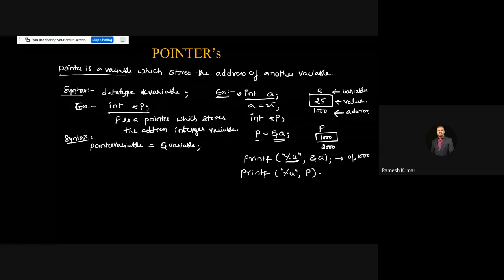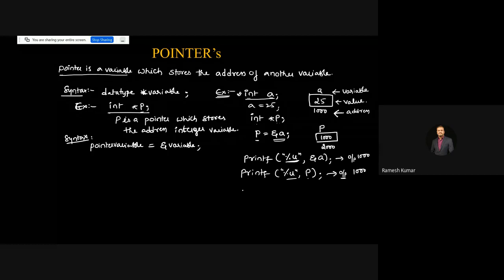Even you can use this kind of statement. Now percentile u specifies an unsigned integer to be displayed as output, and whose value is p. Now what is the value of p? 1000. So what output can you expect here? 1000.